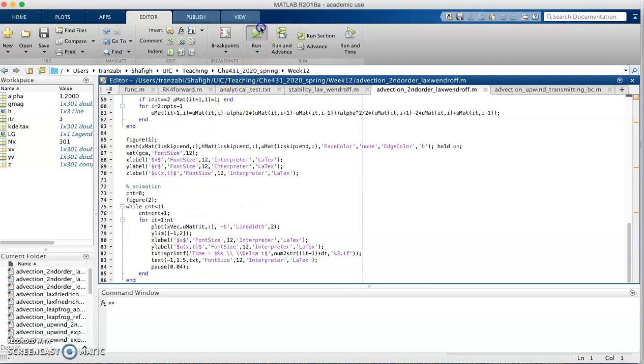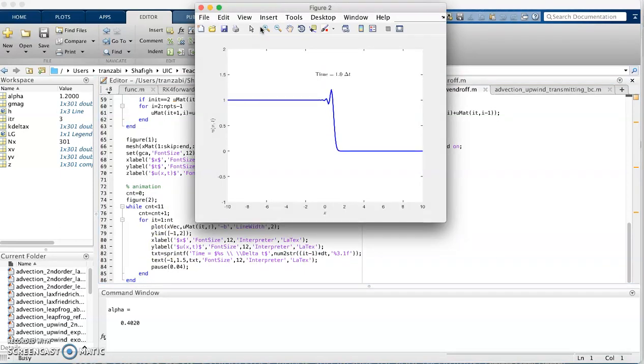Okay, so if you run that, initially it was a step function. You can think of a plug flow, like concentration is high here and suddenly is 0. And then as you increase the time steps, because velocity is positive, there's a flow from left to right, so this step function should move from left to right.